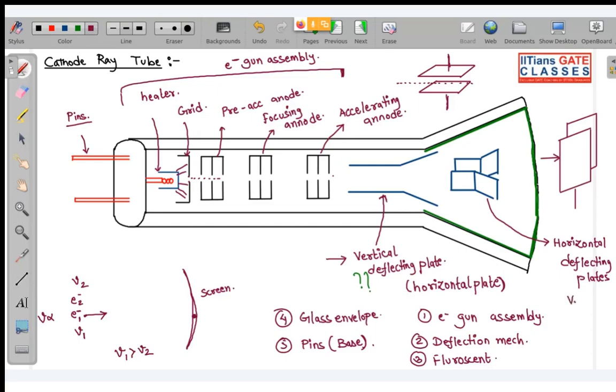So, this is also known as vertical plates. Now, basically, these two plates can display any kind of signal that we are giving to this CRO, or specifically to this CRT. Now, there is basically this phosphorus screen. Aquadag. Phosphorus screen.